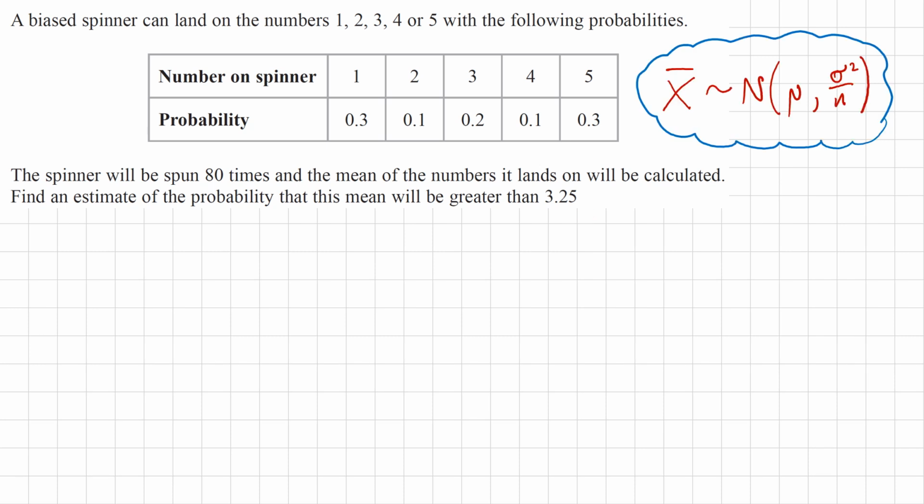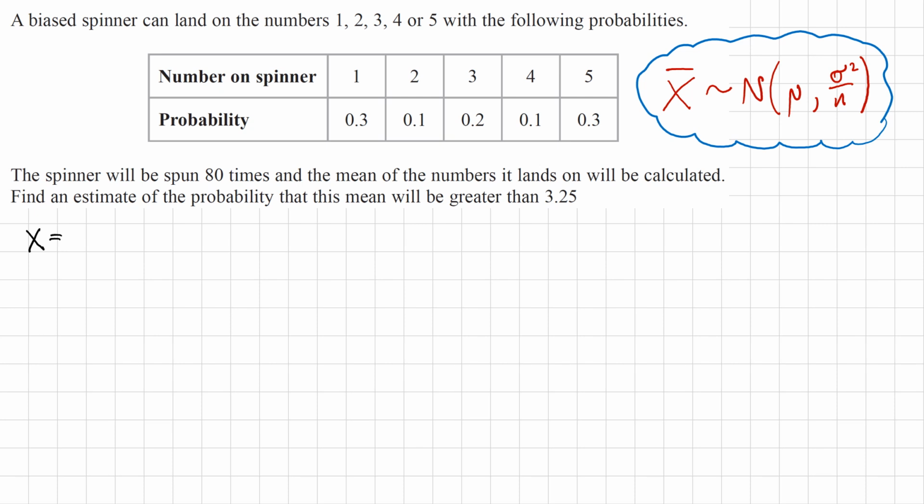Now this question will require use of the central limit theorem, which says that the sample mean will be normally distributed, where we have the mean of the population, that's the mean of the sample means, and its variance is going to be the variance of the population over the sample size n.